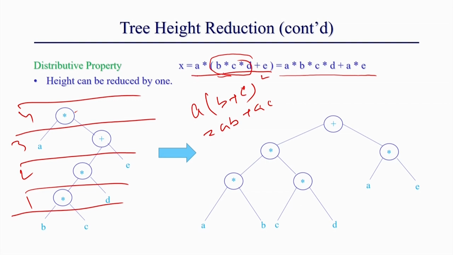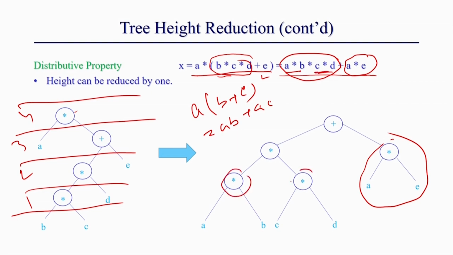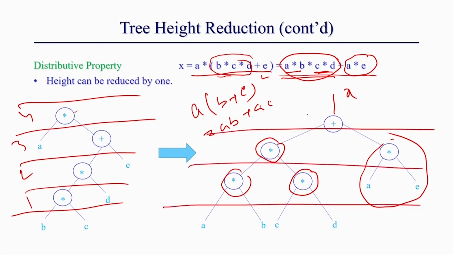I just multiply a, b star c star d, and a into e. Now, I can do this a into e in parallel with this multiplication. So, here also I can do this and this operation in parallel. I am doing a into b here, and then c into d here, and then multiplying this whole thing to get a into b into c into d. Here I am doing a into e in parallel, then I am doing the addition. So, now you can see I can do the whole thing in 3 time steps.